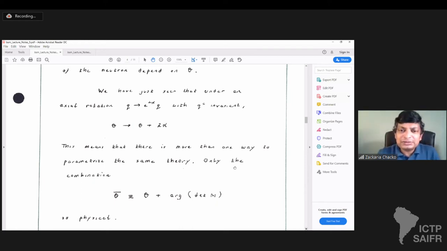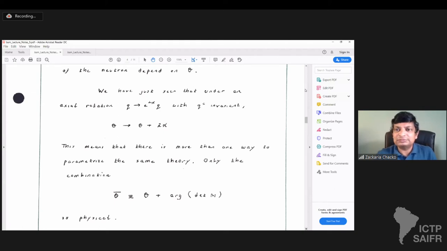So the only thing that's physical is this combination, theta bar, which is defined as theta plus the argument of the determinant of the quark mass matrix. You can do any shift you like, and this combination doesn't change. This combination theta bar is a physical quantity. That's the thing that stuff actually depends on. Because if you just write theta by itself, you can always change the value of theta.